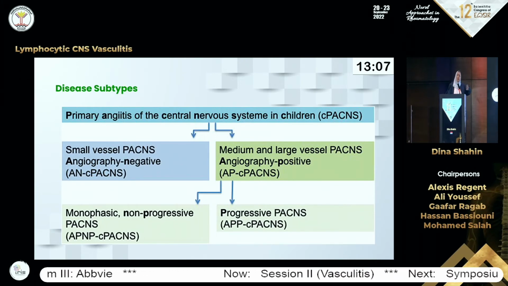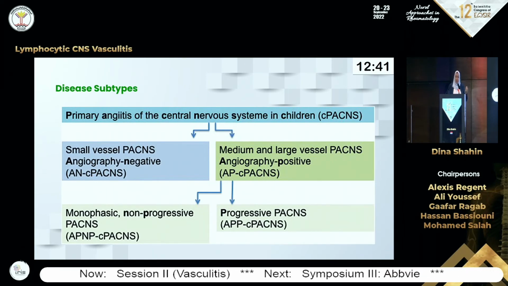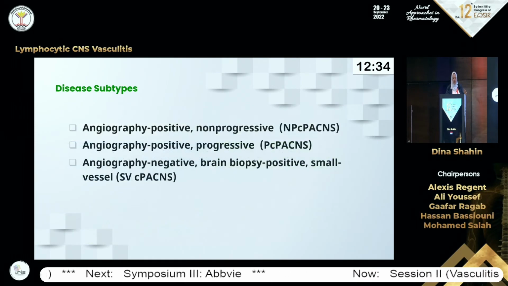عندي المجموعه اللي هي السمول فيسل فاسكولايتس، دي مجموعه لوحدها، والمجموعه دي بتبقى انجيوجرافي نيجاتيف، يعني اعمل لهم انجيوجرام ما الاقيش فيها حاجه، الاقيه نورمال، لكن بروفد بالبايوبسي. المجموعه الثانيه هي اللي بتاخد الميديوم واللارج فيسل سي ان اس فيسلز، دول بينقسموا لجزئين، جزء هادي وشويه معقول اللي هو المونوفيزيك نون بروجريسيف انجيوجرافي بوزيتيف، والنوع الثاني اللي هو البروجريسيف انجيوجرافي بوزيتيف. يبقى دي الثلاث انواع اللي موجودين.